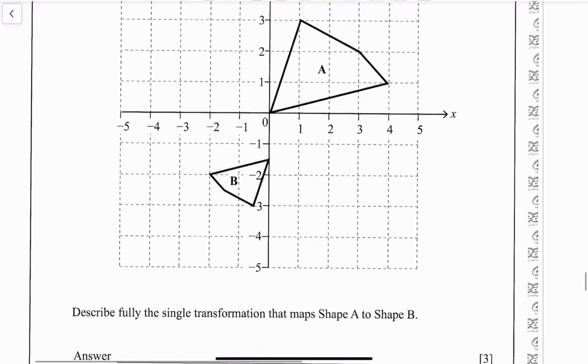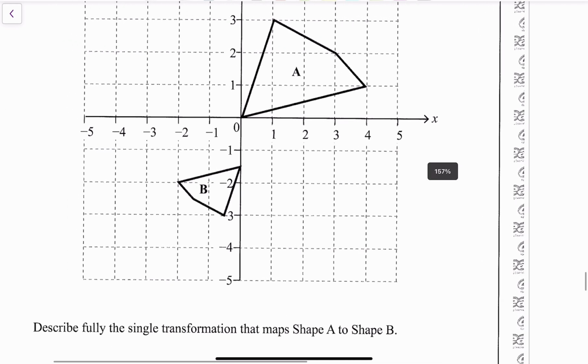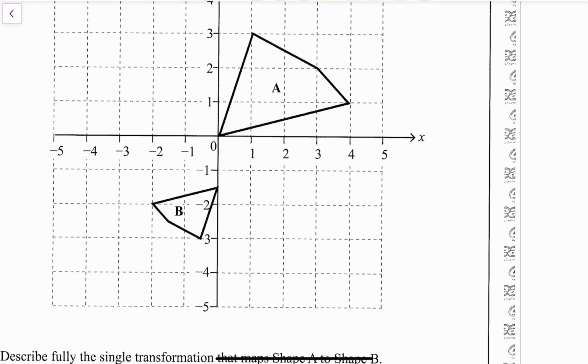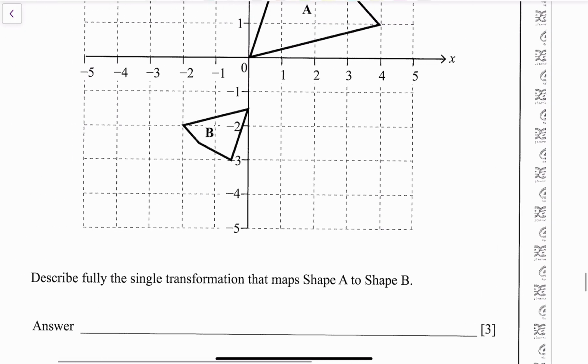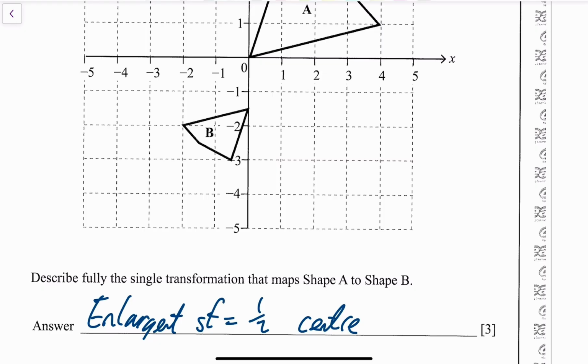Right. Describe fully the single transformation which maps shape A to shape B. Right, this is not a rotation because it's changed size. It has to be an enlargement because it's changed size. What we know, or we should know then, the size of this thing is it's half as big. So from A to B, it's half as big. So it's first of all, let's get the easy marks. It's an enlargement. Scale factor equal to a half. And then the centre we need to find.